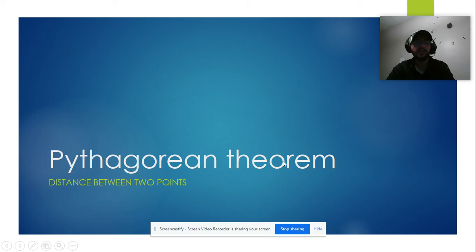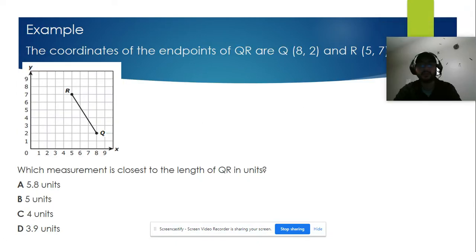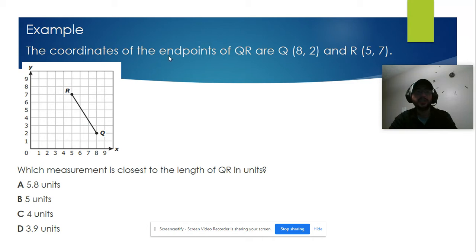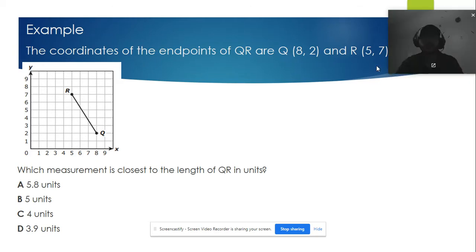Okay, today we're gonna keep talking about the Pythagorean theorem, but now we're gonna use it to find the distance between two points on the coordinate plane. Now, let's go over some examples from previous start. We've got the coordinates of the endpoints of QR: Q at (8, 2), which is this one, and R at (5, 7), which is here. So we've got two points on the coordinate plane, and we want to find the distance.